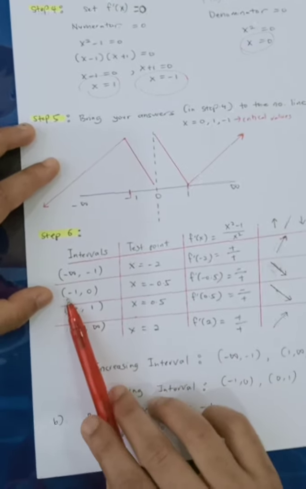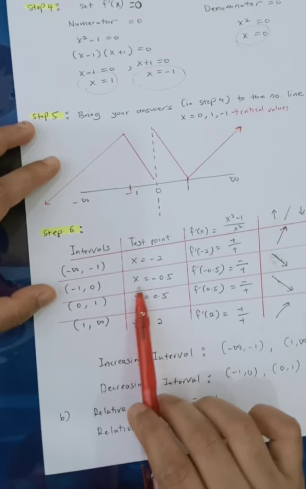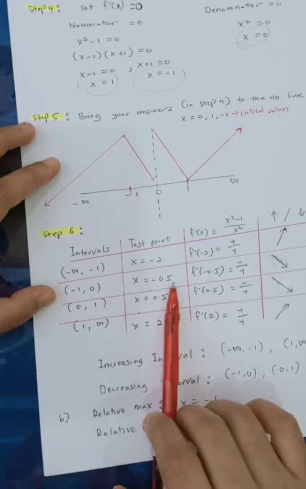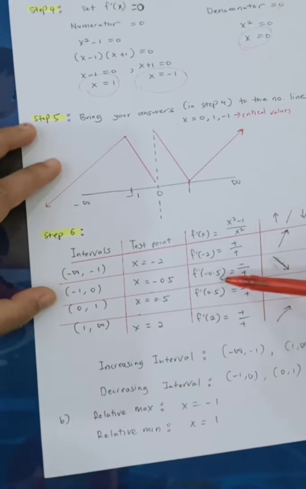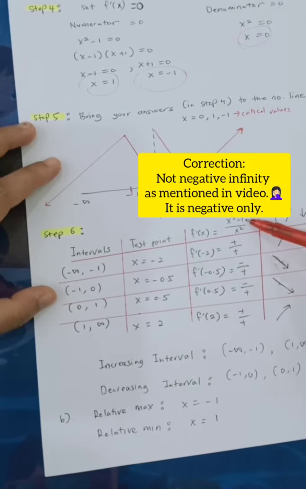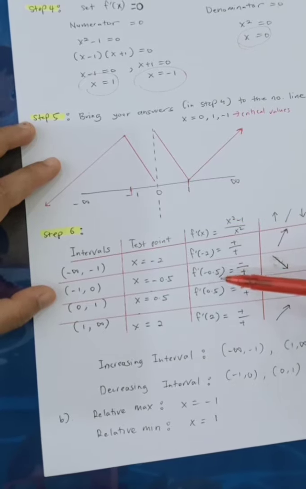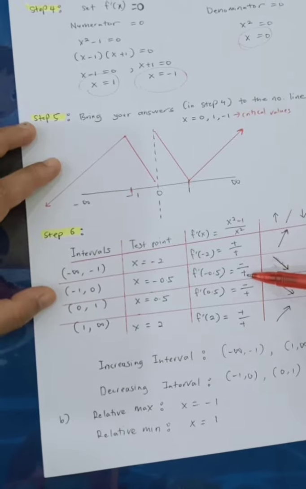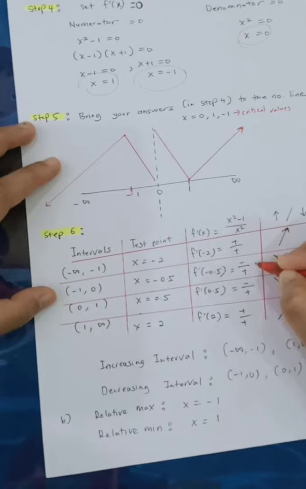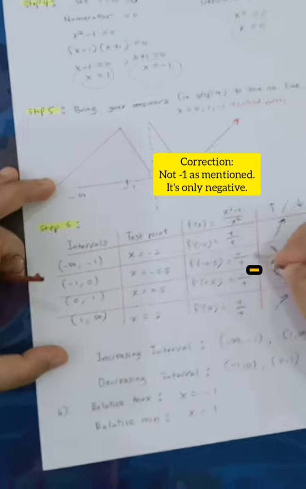Now we have the second interval, negative 1 to 0. Choose any test point. Right now, madam chooses negative 0.5. You put 0.5 into the first order derivative. So we get negative 0.5 square minus 1, which is negative. The value is not necessary, we just take the sign. And then negative 0.5 square gives positive. Negative divided by positive, so we get negative actually.